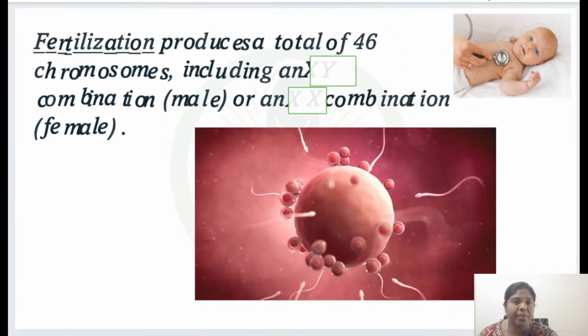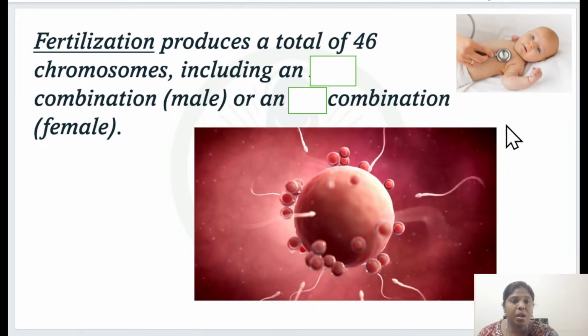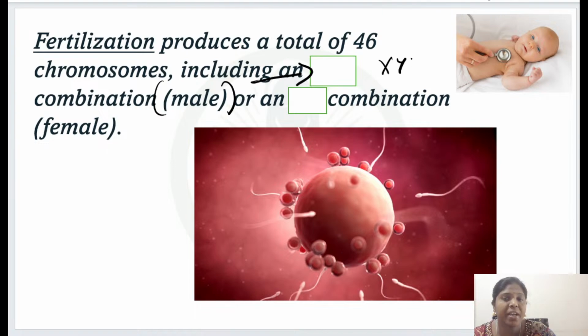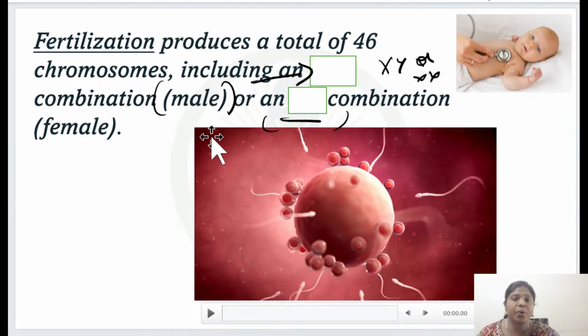Then the next slide. Fertilization produces a total of 46 chromosomes including an dash combination. So for a combination of male, what kind of chromosomes will you get, and for a combination of female, which kind of chromosome will you get? For the male, what kind of contribution will they get, the chromosome pattern I am asking, XY or XX? For the female child, what will be the contribution? Yes, XY for male and XX for female, and female is double X. Yes, you have told correctly.